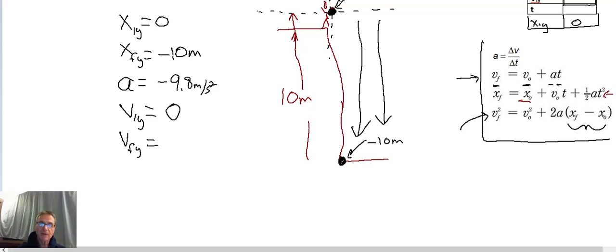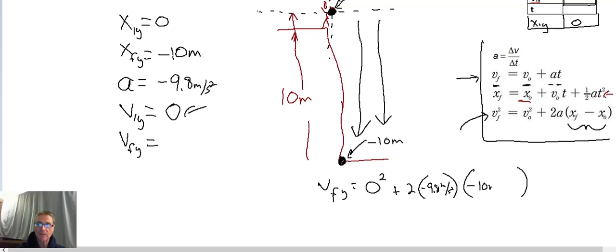So let's do that. So Vf in the y direction is going to be v initial in the y direction. Well, v initial is 0, so it's going to be 0 squared plus 2 times a. Well, a is negative 9.8 meters per second squared times the displacement, x final minus x initial. Well, x final is negative 10 meters minus 0 meters, because that's x initial. All right, so what do we got? I should have a squared term over here. Apologize for that. So negative 10 minus 0 is negative 10.